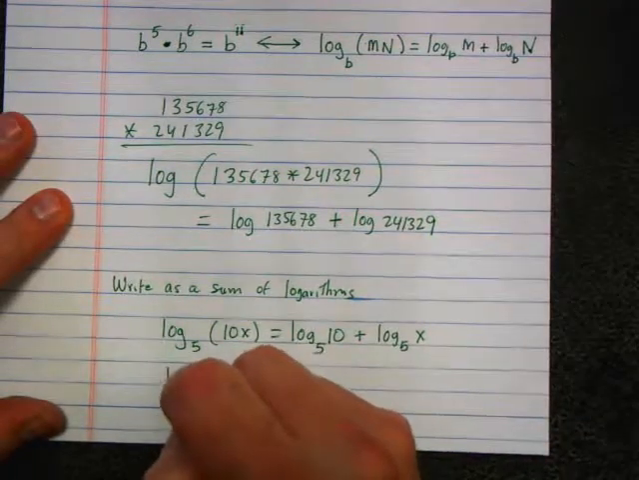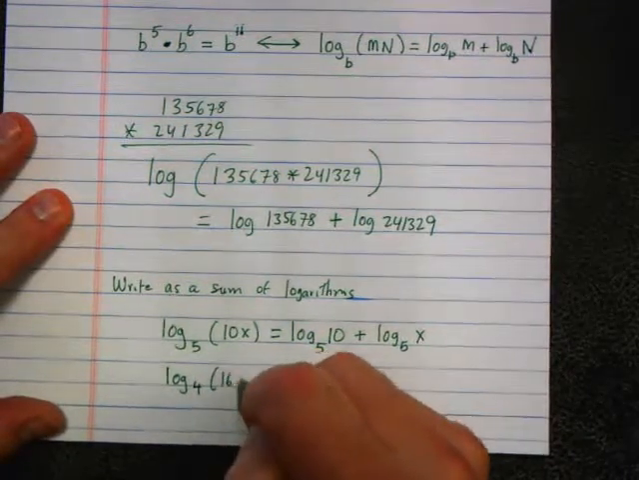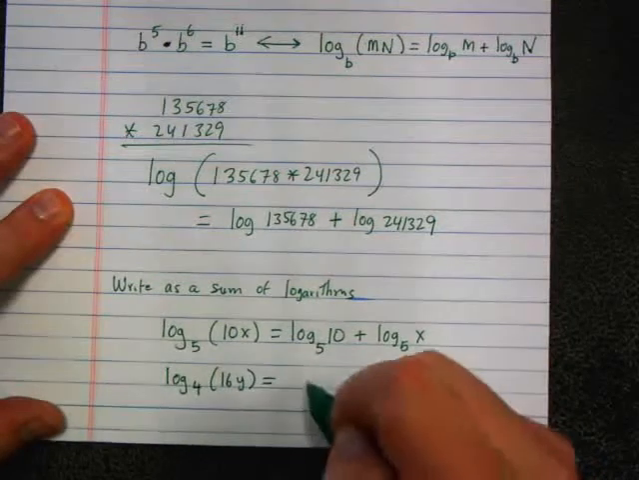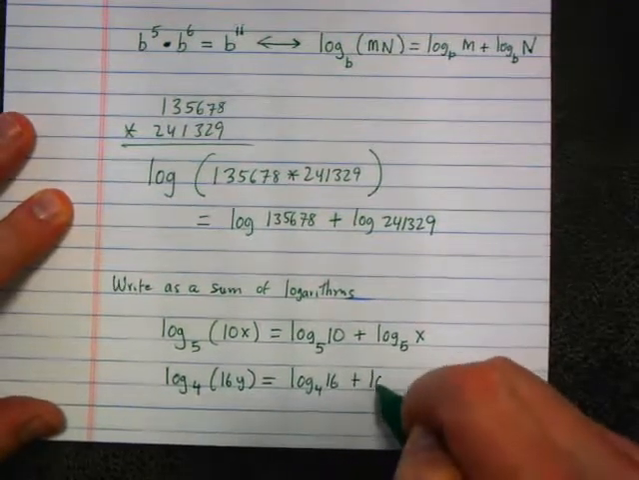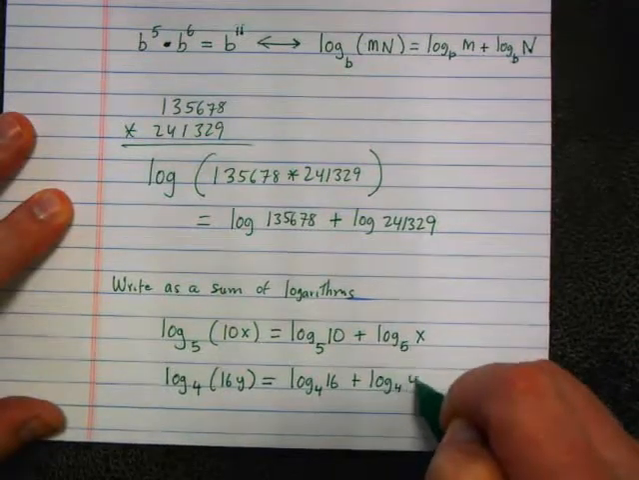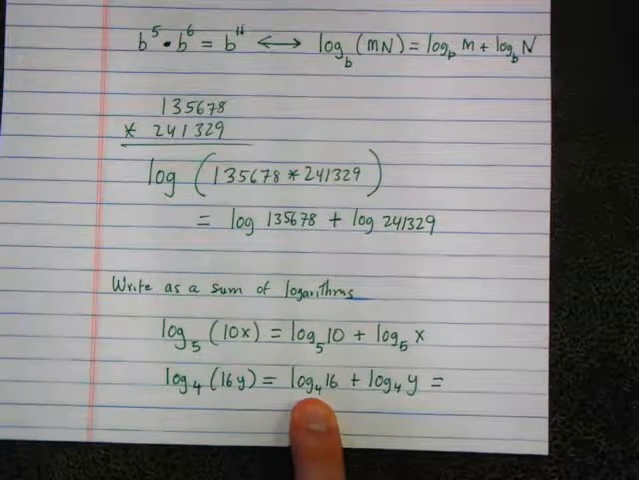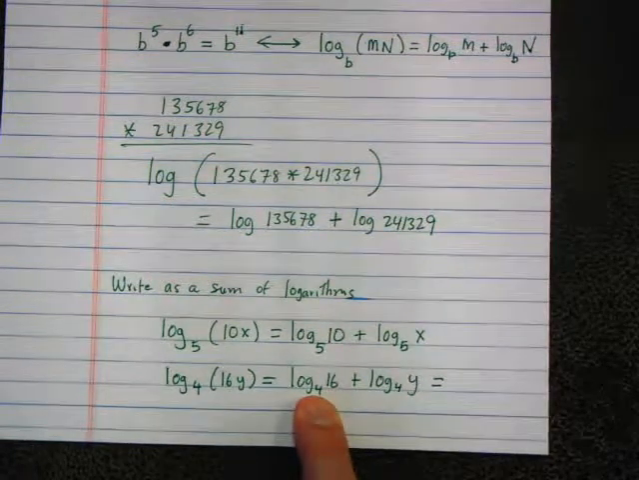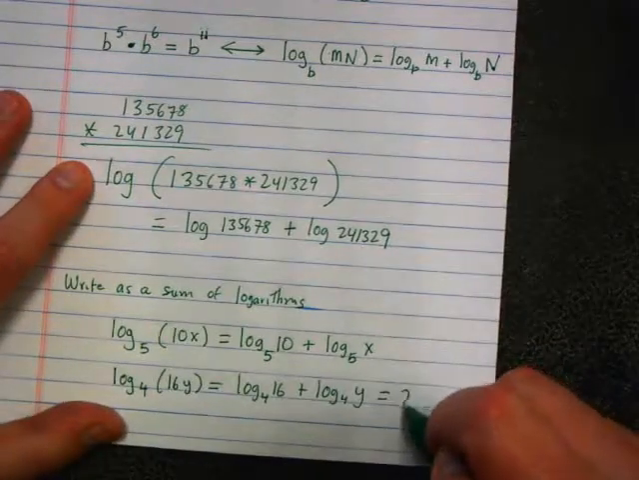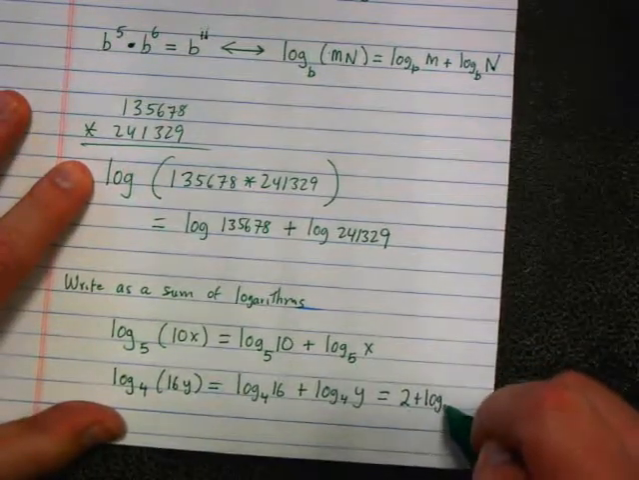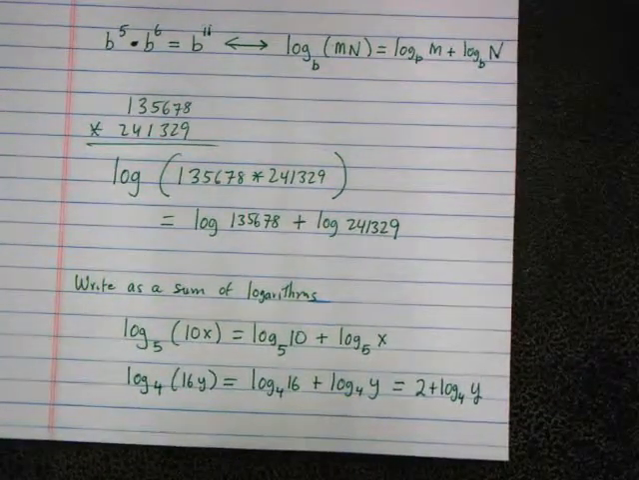What if I gave you log base 4 of 16y? Well, you would tell me it's log base 4 of 16 plus log base 4 of y. But then you would tell me log base 4 of 16, that happens to be a really nice number. Happens to be 2 because 4 squared is 16. So we can write this as 2 plus log base 4 of y. Questions on that?